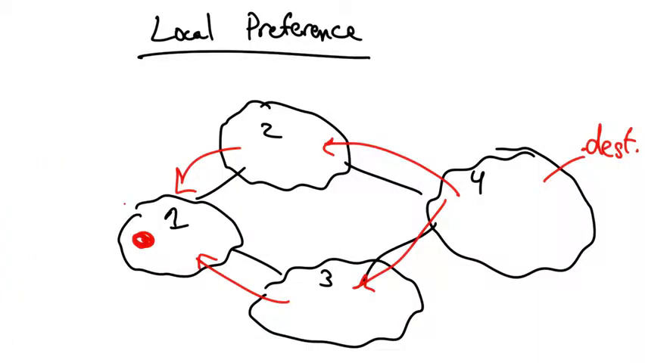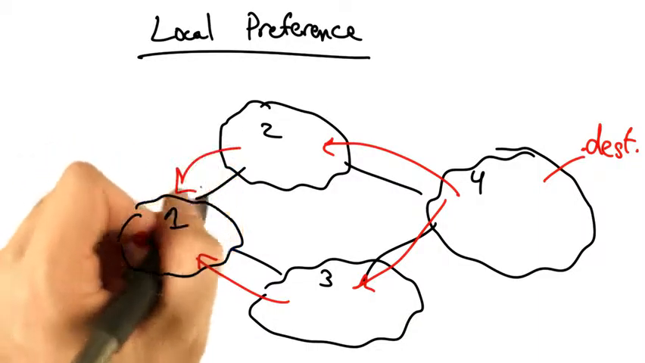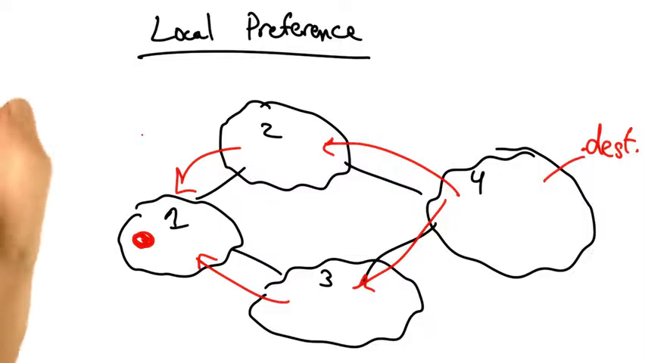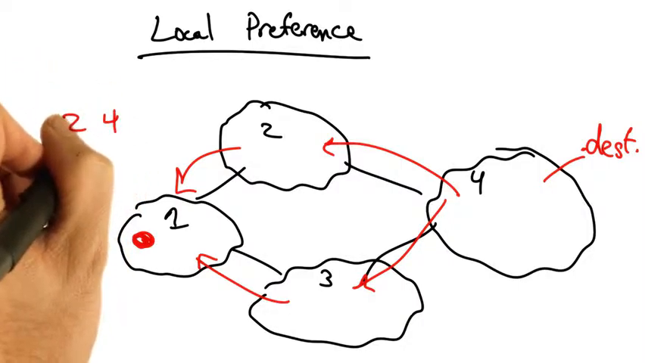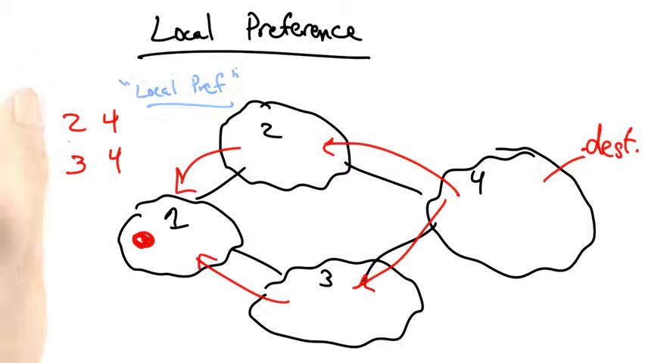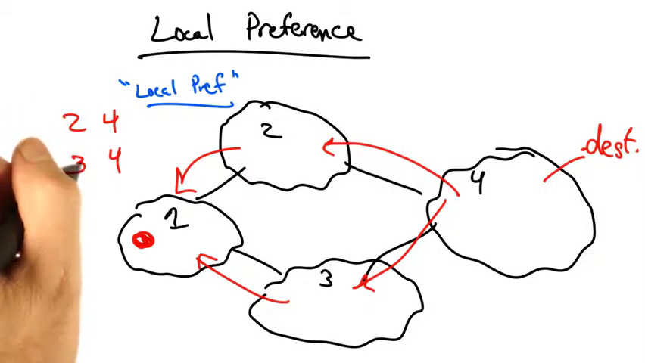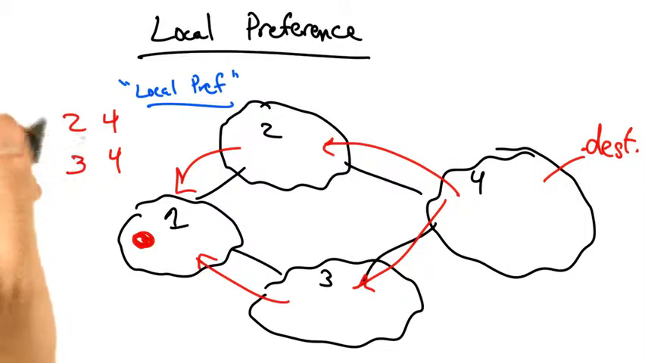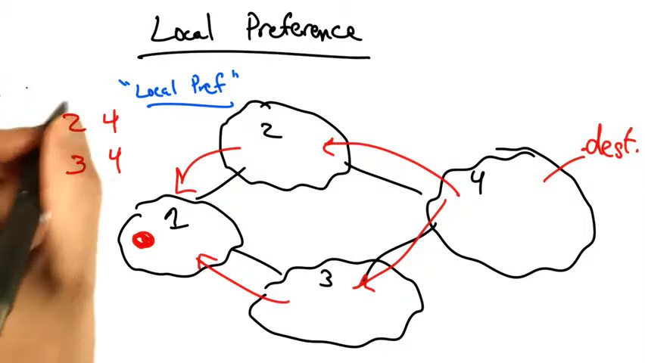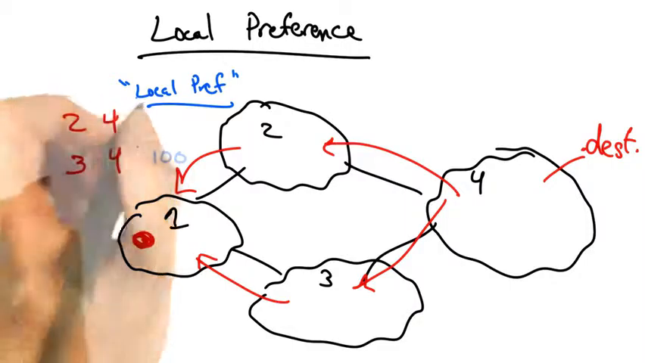Now, a router in AS1 might learn two routes to a destination, one via the AS path 2 4 and the other via the AS path 3 4. Local preference, or simply local pref, allows an operator to configure the router to assign different preference values to each of the routes that it learns.